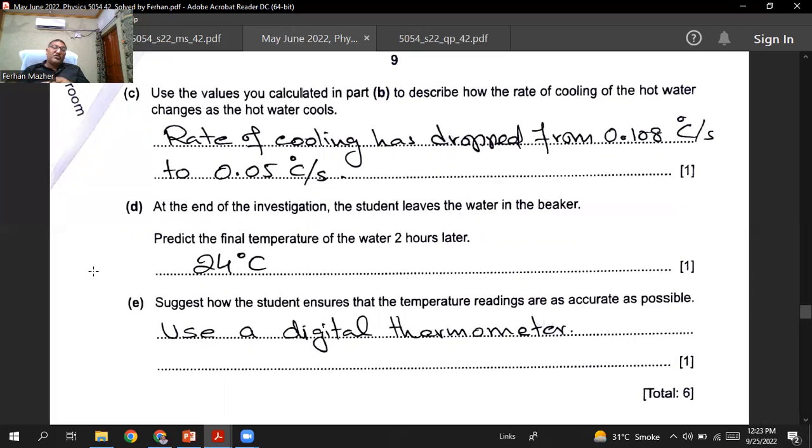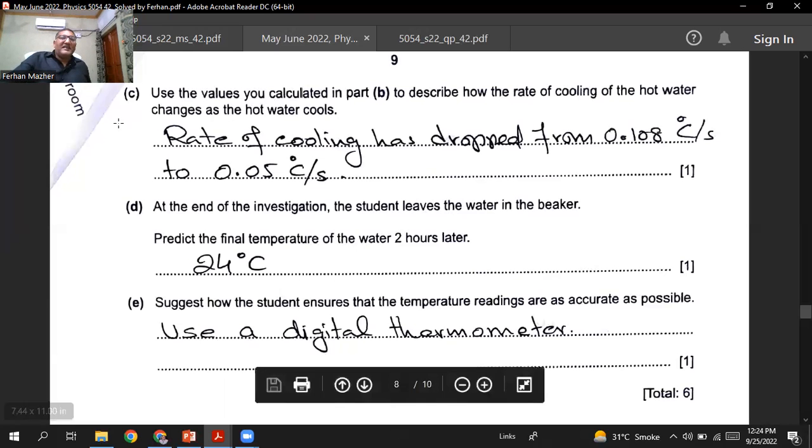It says, suggest how the student ensures that temperature readings are as accurate as possible. You see, you are measuring the temperature and the time. So you can use a digital thermometer. When you use a digital thermometer, it becomes very easy to use, very easy to read. With a liquid in glass thermometer, it takes some time to actually read the measurement. But on a digital thermometer, there will be a digital display, so the temperature will be very easy to record. So I think it's over.